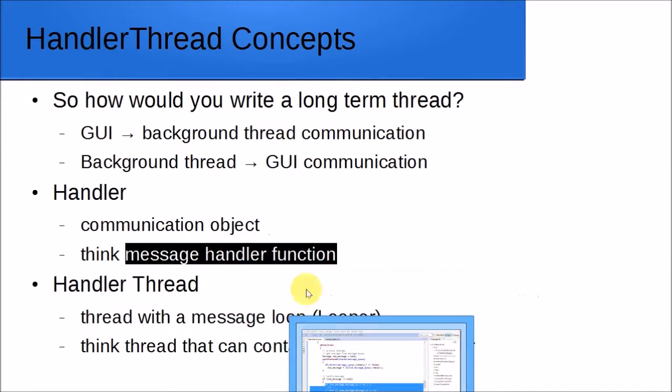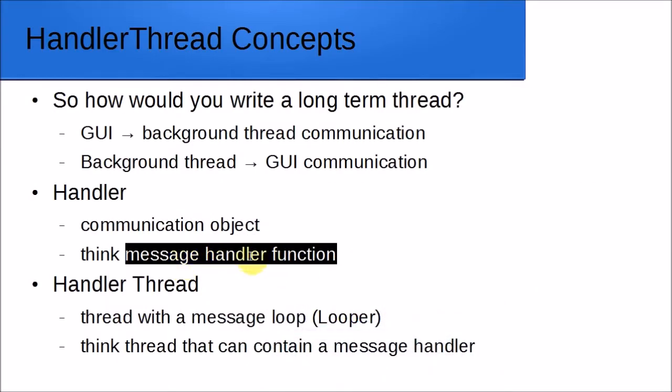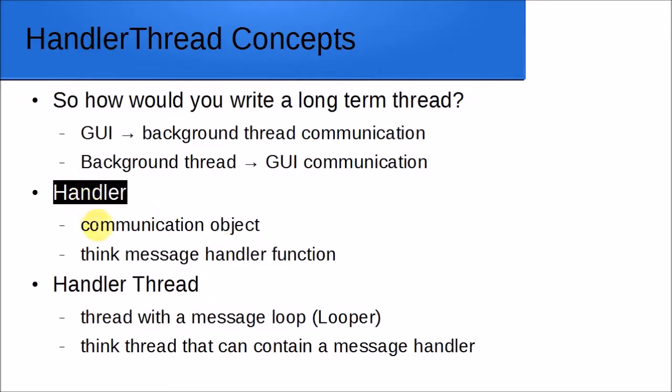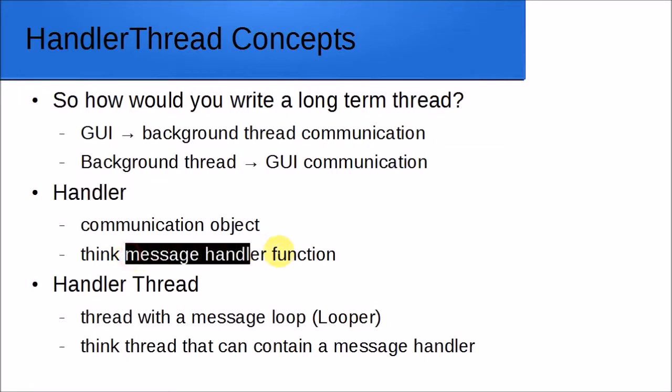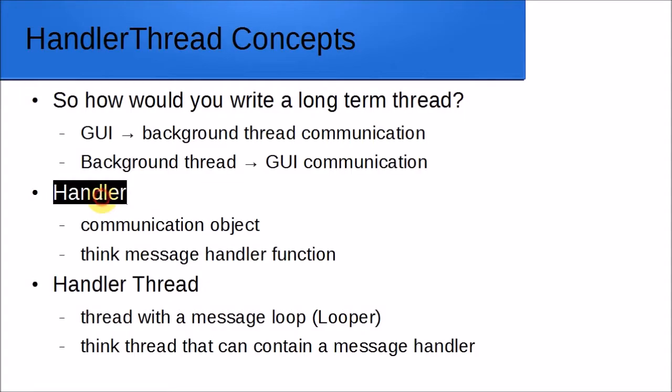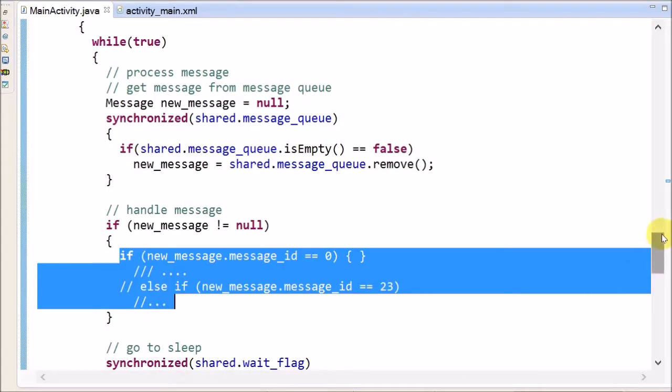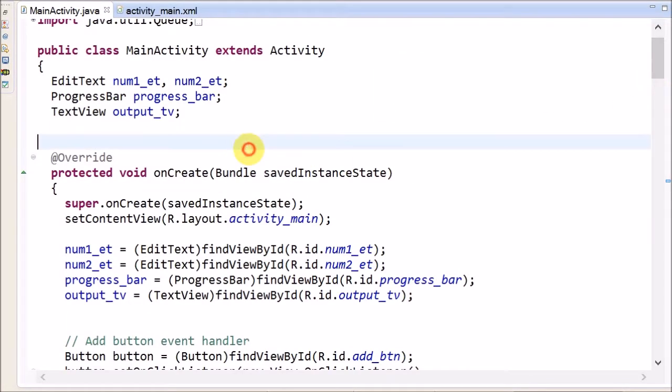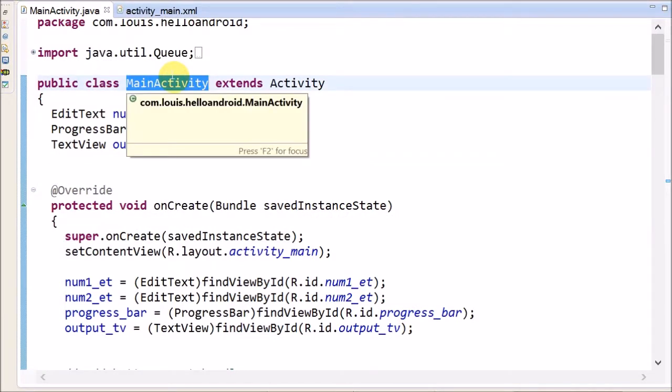Now that would be a function, right? It's a function. But in Java, you can't pass functions around. C++ lets you pass function pointers. C# has delegates. In Java, the only way is you put your function inside an object and then you pass the object around. So that's what a handler is. It's an object that has a message handling function inside of it, and you create a handler object inside main activity, and you pass it in, and you'll be hooked up to the message loop for main activity.